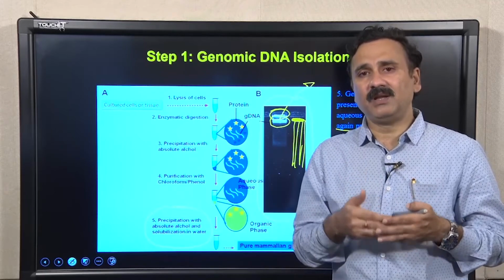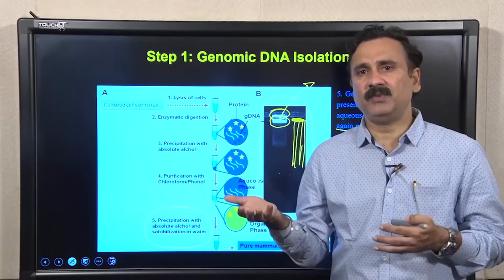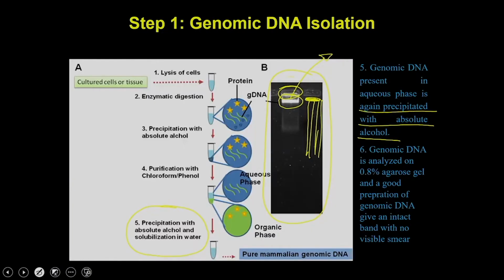And that's why it is very important that once you have isolated the genomic DNA, you should run the genomic DNA onto the agarose gel, and it should give you an intact band. The other thing you have to remember is that genomic DNA is very fragile, because it is a very long string. It is very fragile compared to the plasmid, because plasmid is a circular DNA, so it can withstand the mechanical shearing.